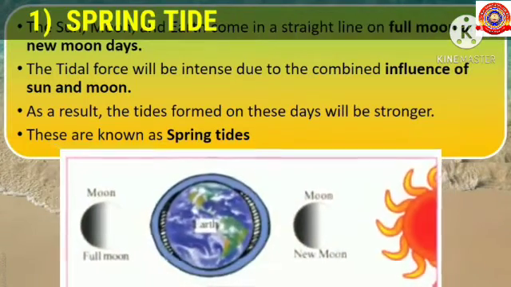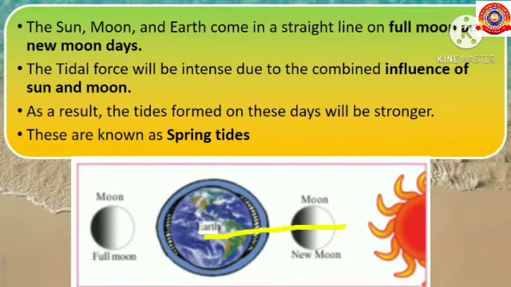The sun, moon and the earth come in a straight line on the full moon and new moon days. On this day, the tidal force will be intense due to the combined influence of the sun and moon. As a result, the tides formed on these days will be stronger. These are known as spring tides.